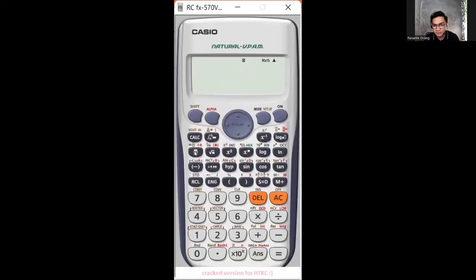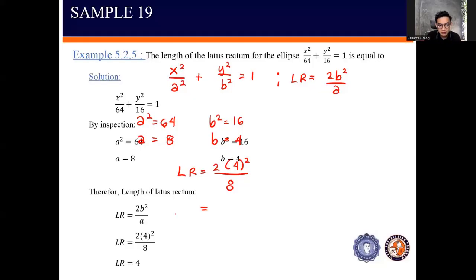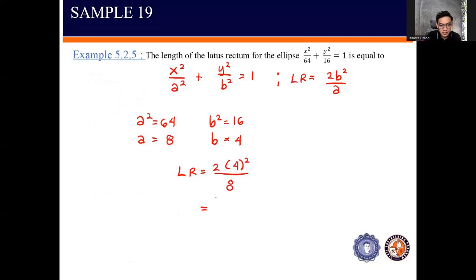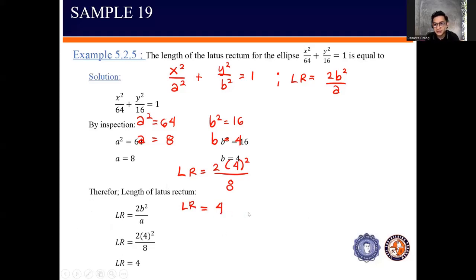So, therefore, calculator lang. Okay, natin to. Let me just share my calculator. We have here 2, 4 squared over 8. Ayan. So, distance of our LR or our latus rectum is 4. So, share screen natin ulit. LR, latus rectum is equivalent to 4. So, we have here a type na solution. LR is equivalent to 4.